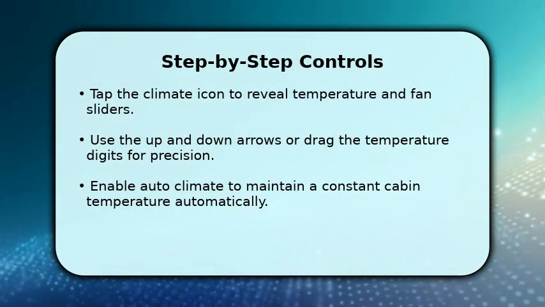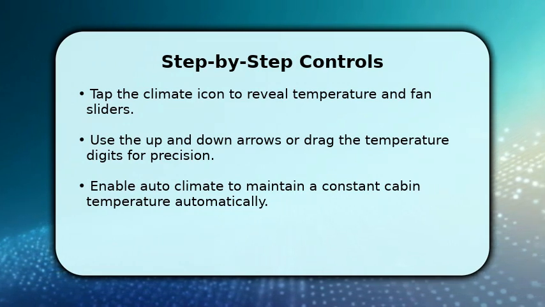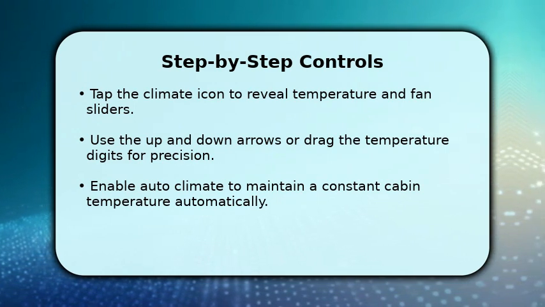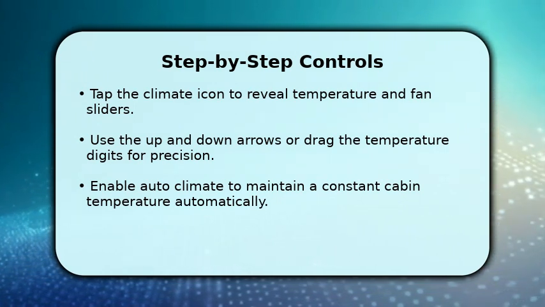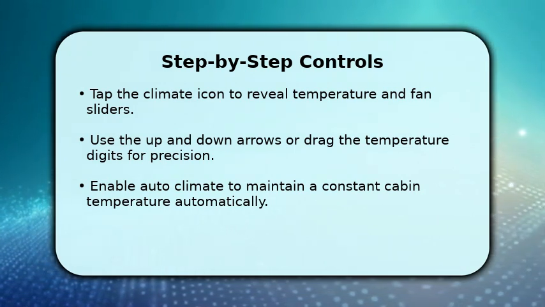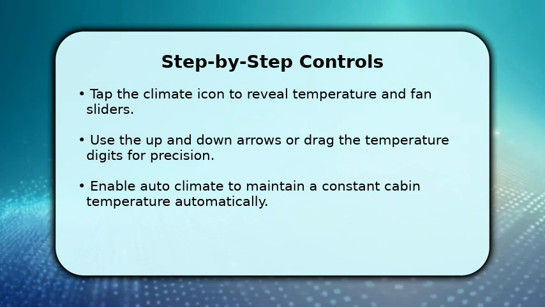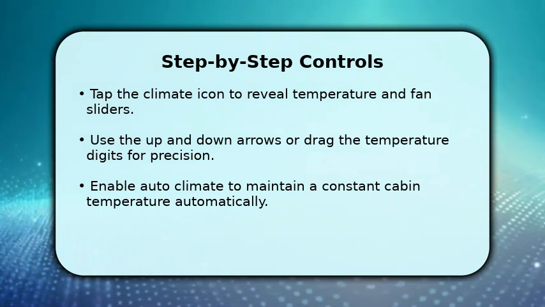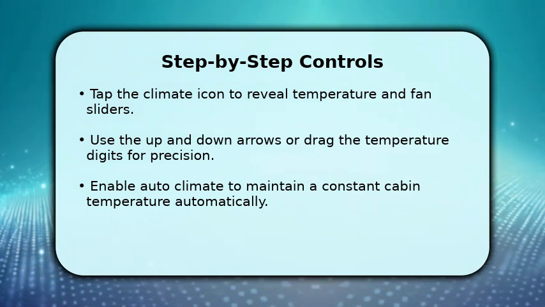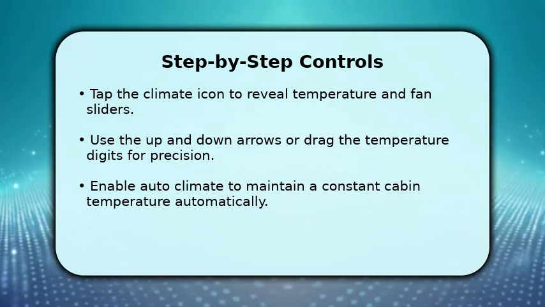Access the climate menu by tapping the climate icon on the bottom of the screen and focus on the temperature digits in the center. Drag the temperature slider left or right, or tap the arrows for 1-degree changes to find the perfect setting. Toggle Auto Climate if you want the car to maintain that temperature automatically, and adjust fan speed directly below to balance comfort and noise while driving.